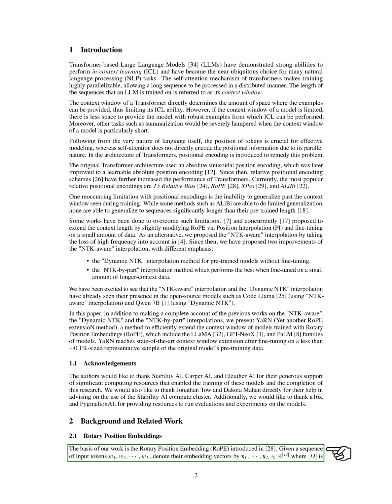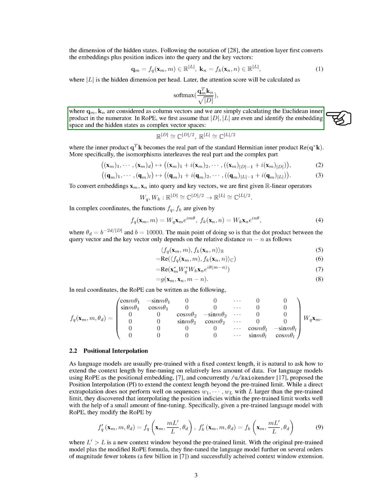We'll denote the query vector as QM and the key vector as KN. These vectors exist in a space that we'll call R to the power of L, where L is the hidden dimension per head. Next, we calculate the attention score. This is done by taking the dot product of the query and key vectors, dividing it by the square root of D, and then applying the softmax function. In RoPE, we make an assumption that D and L are even numbers.